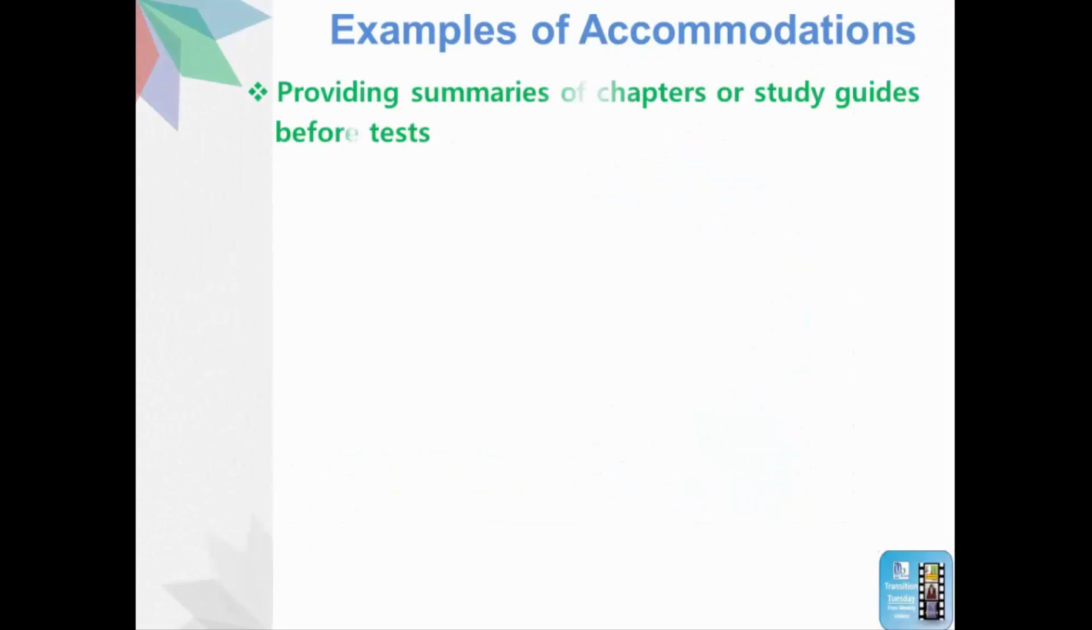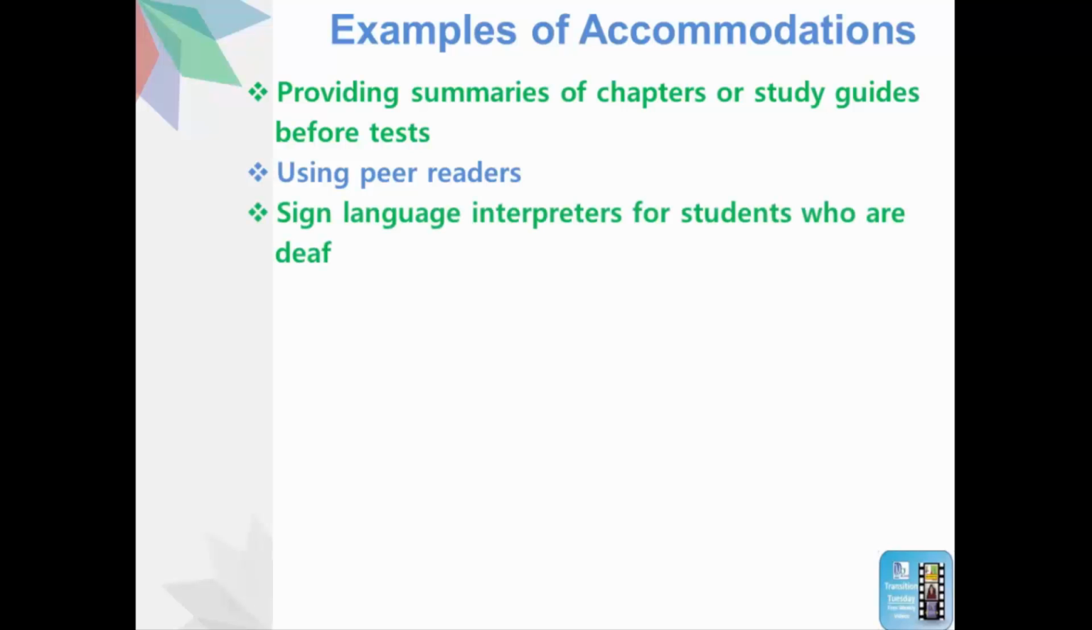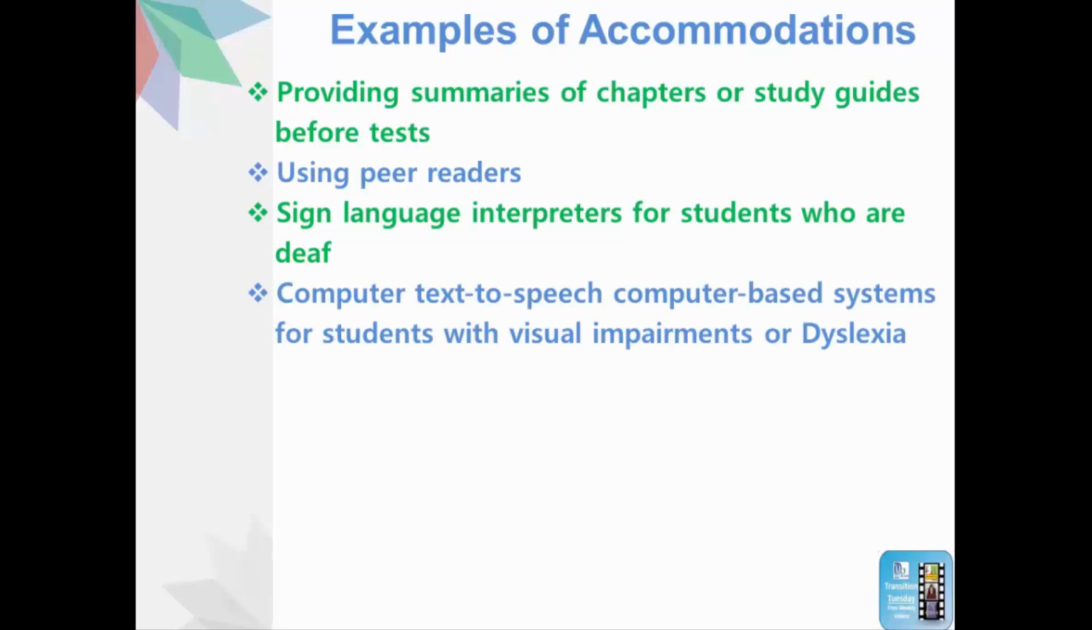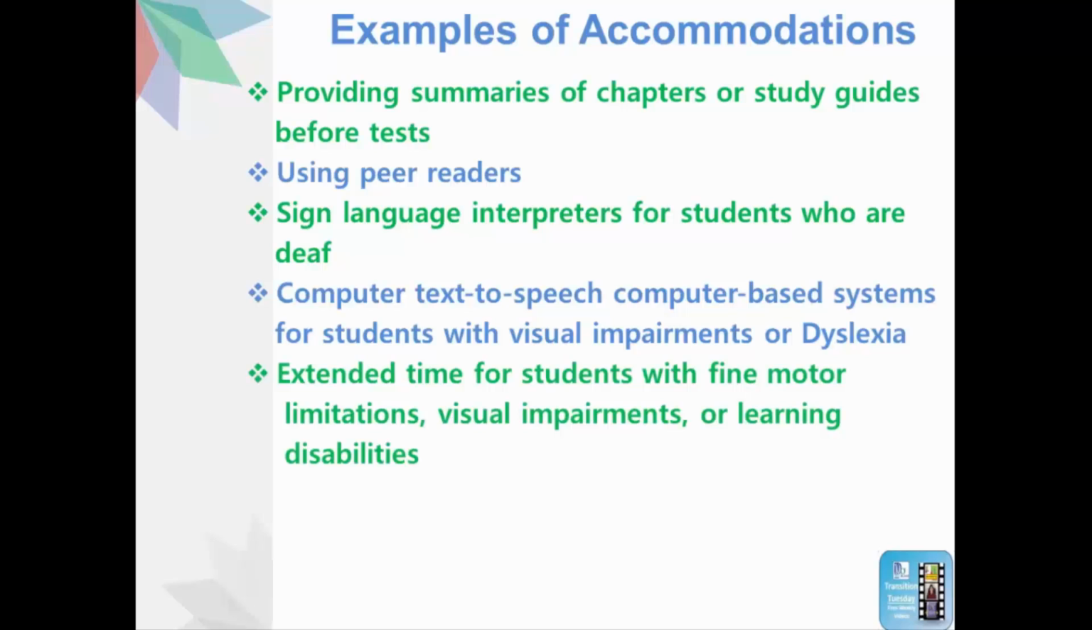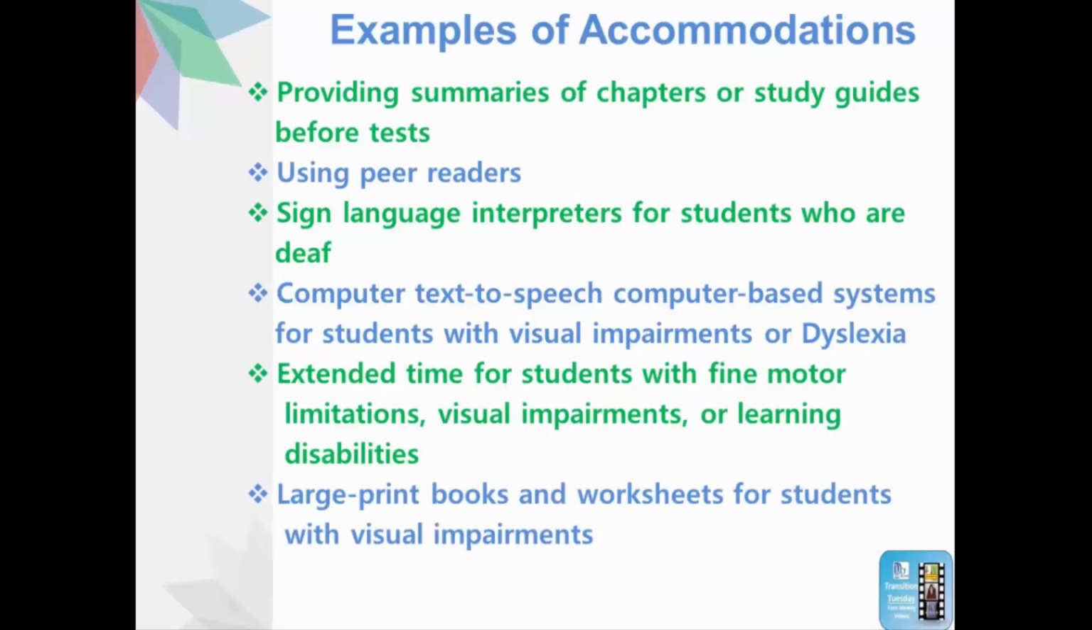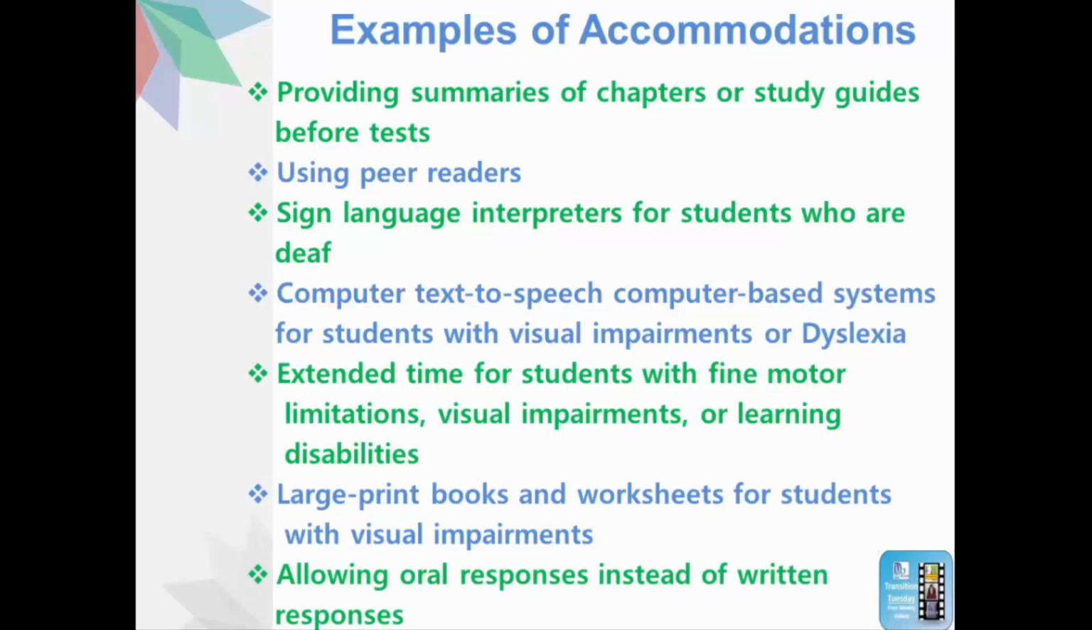Here's a list of a few examples of accommodations. Providing summaries of chapters or study guides before tests. Using peer readers. Sign language interpreters for students who are deaf. Computer text-to-speech computer-based systems for students with visual impairments or dyslexia. Extended time for students with fine motor limitations, visual impairments, or learning disabilities. Large print books and worksheets for students with visual impairment. Allowing oral responses instead of written responses.